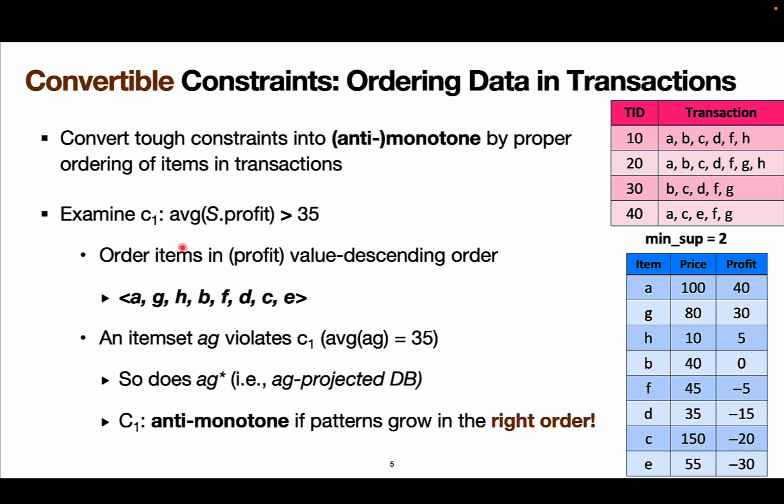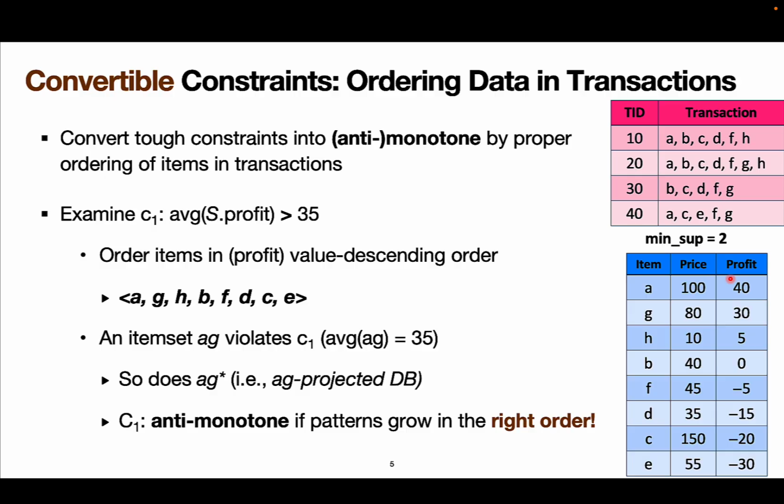Now, what happens if we reorder profit descendingly? Let's try to examine an item set, AG. Average is 35, violates the constraint. Does adding more items continue to violate the constraint? The answer is yes, because profit is ordered descendingly, which means whatever we add is not going to cause the average to go up.